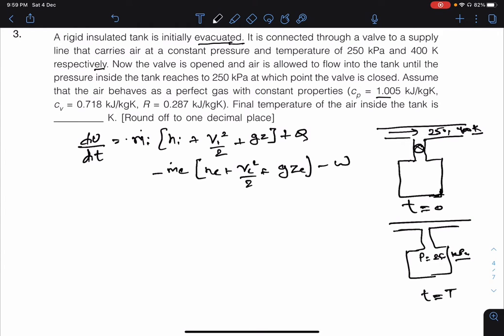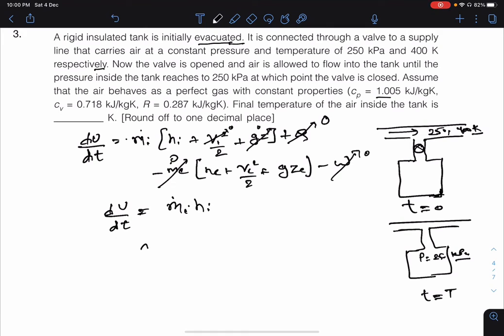minus W. Since the tank is rigid, W is equal to 0. Since there is no insulation, so Q is equal to 0, z is equal to 0, there is no elevation difference, and mass flow at the exit is 0, there is no outlet. So the final equation that we will get, and there is no velocity, so I can write dU/dt is equal to m_i dot h_i.